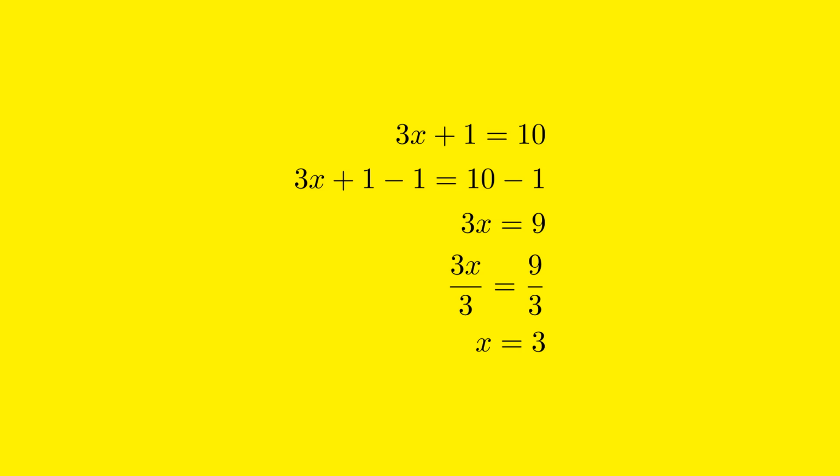Now we simplify both sides again. On the left side, 3x divided by 3 simplifies to just x, because 3 divided by 3 equals 1. On the right side, 9 divided by 3 equals 3. So we find that the variable x equals 3. We have successfully solved for the variable x. The solution to the equation, 3x plus 1 equals 10, is x equals 3.